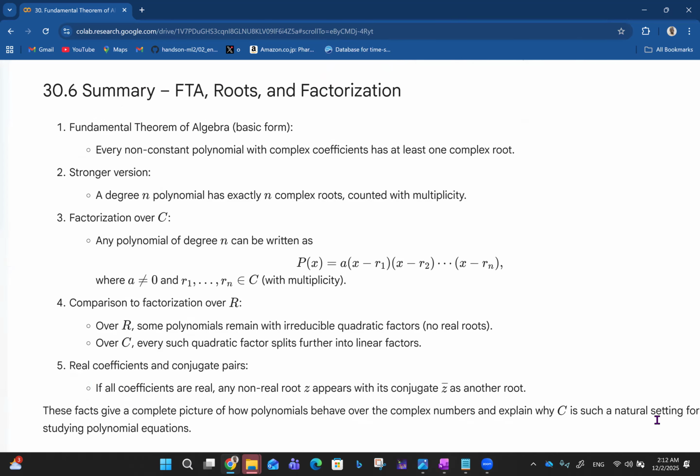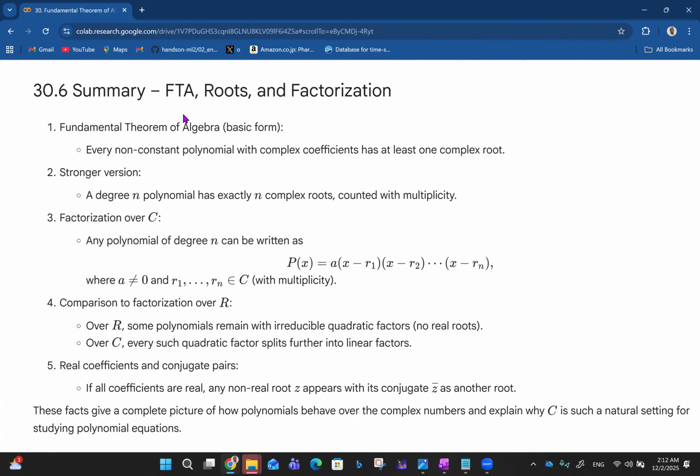In summary, for the fundamental theorem of algebra, roots and factorization: the FTA in the basic form says every non-constant polynomial with complex coefficients has at least one complex root. That's the basic form. The stronger version: a degree n polynomial has exactly n complex roots counted with multiplicity. Very important. Now you have factorization over C. Any polynomial of degree n can be written as P of x equals a times (x minus r1) times (x minus r2) up to (x minus rn), where a is not zero and r1 up to rn belong to C, with multiplicity.